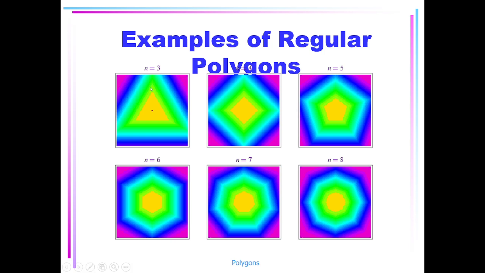So the number of sides here is 3. This is not just a triangle, but this is an equilateral and equiangular triangle. And this is not just a quadrilateral, but this is a square, no? Just that it's like a diamond, no? And this one is a pentagon.